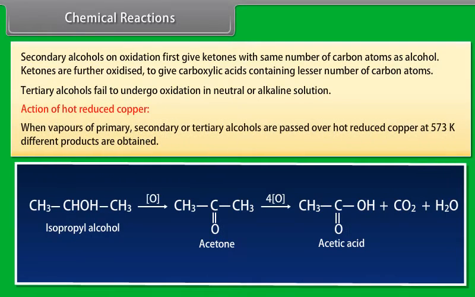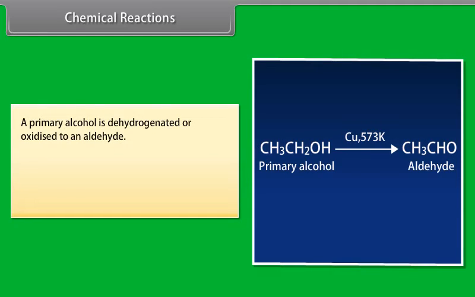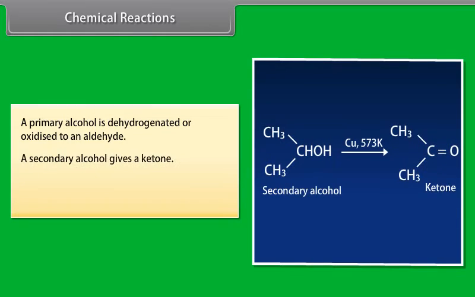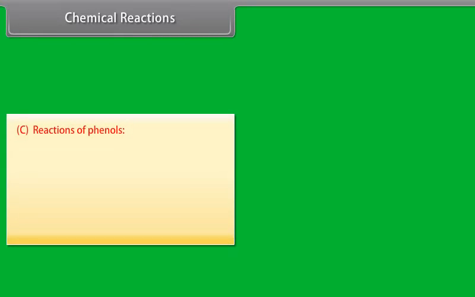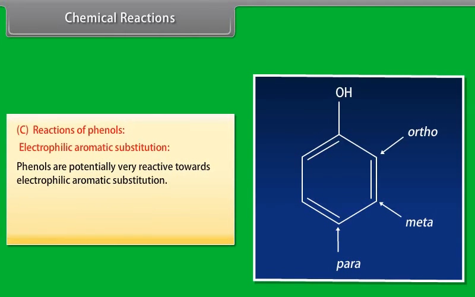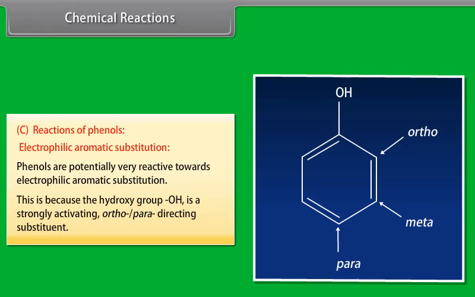Oxidation. In the oxidation of alcohols, hydrogen is removed from the carbon atom bearing the OH group and from the oxygen of the OH group. These reactions are, therefore, also called dehydrogenation reactions. A primary alcohol on oxidation gives an aldehyde, which on further oxidation gives an acid, all containing the same number of carbon atoms. Secondary alcohols on oxidation first give ketones with the same number of carbon atoms as the alcohol. Ketones are further oxidized to give carboxylic acids containing a lesser number of carbon atoms.